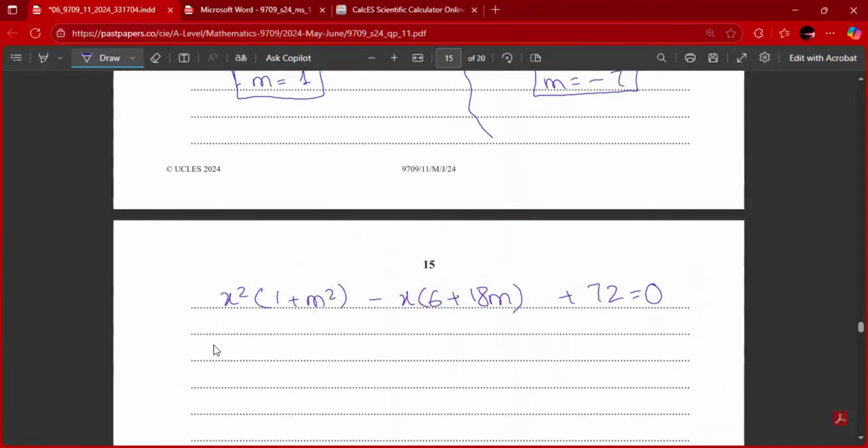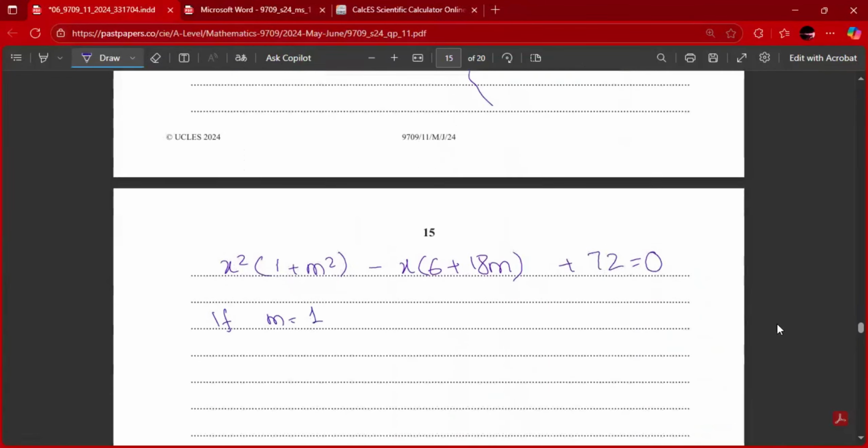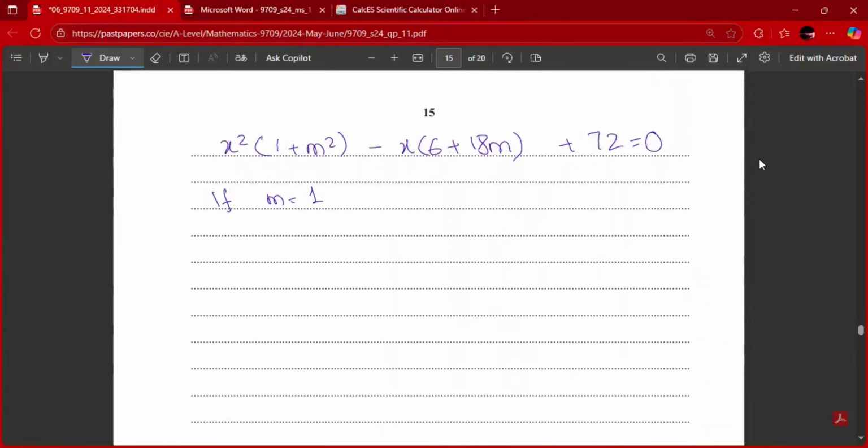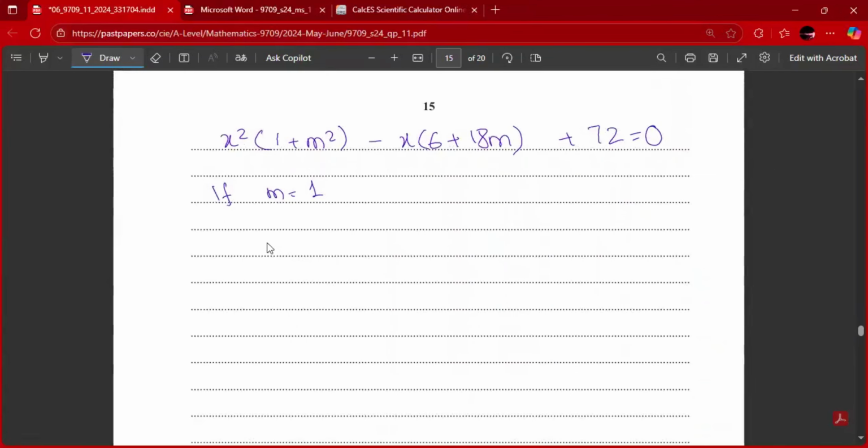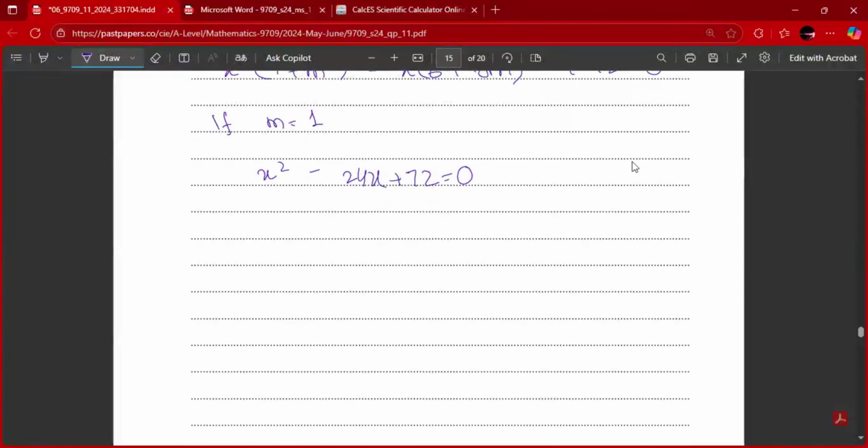I want to go with m equal to 1, which means my gradient is 1, since m is the gradient. So x squared minus 24x plus 72 is equal to 0. If we solve this quadratic equation using the calculator, we have to write the steps.